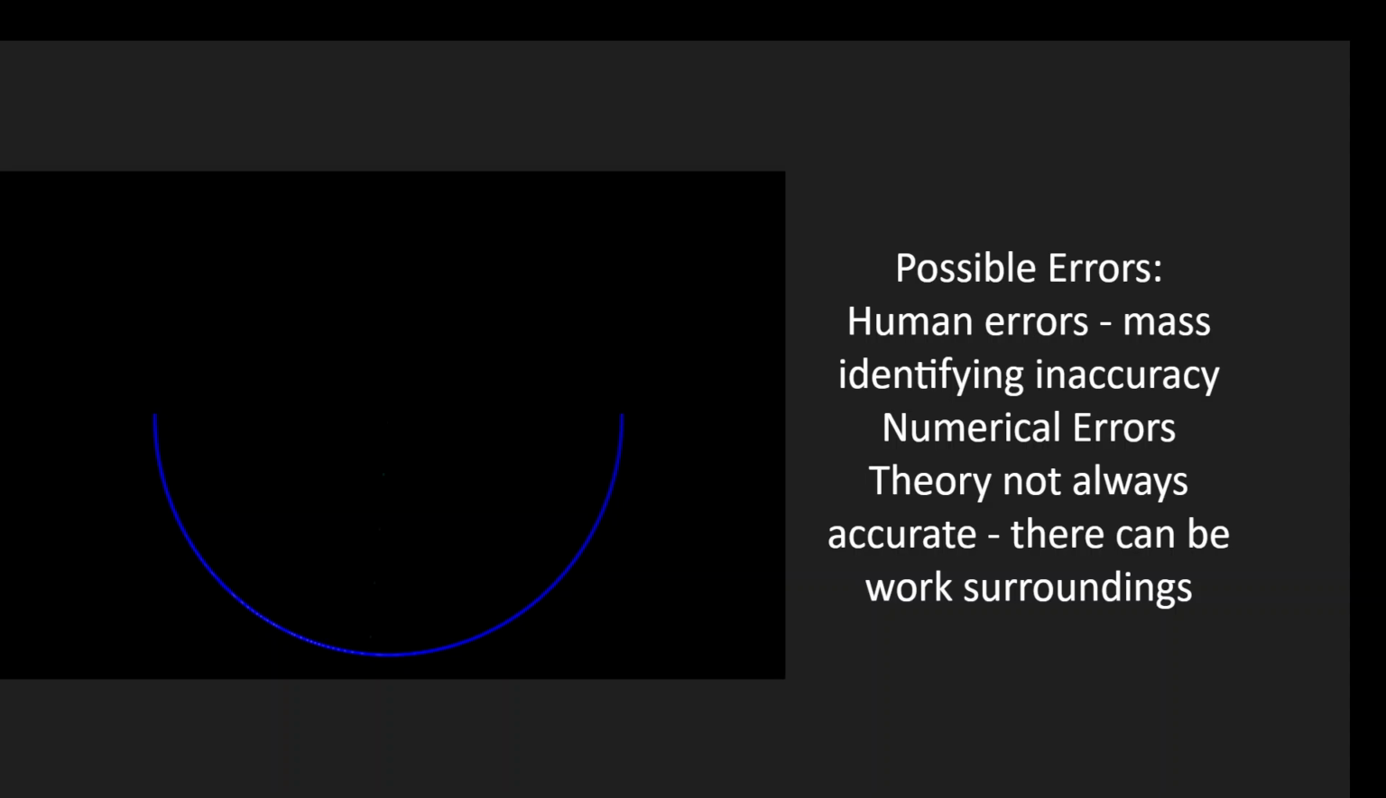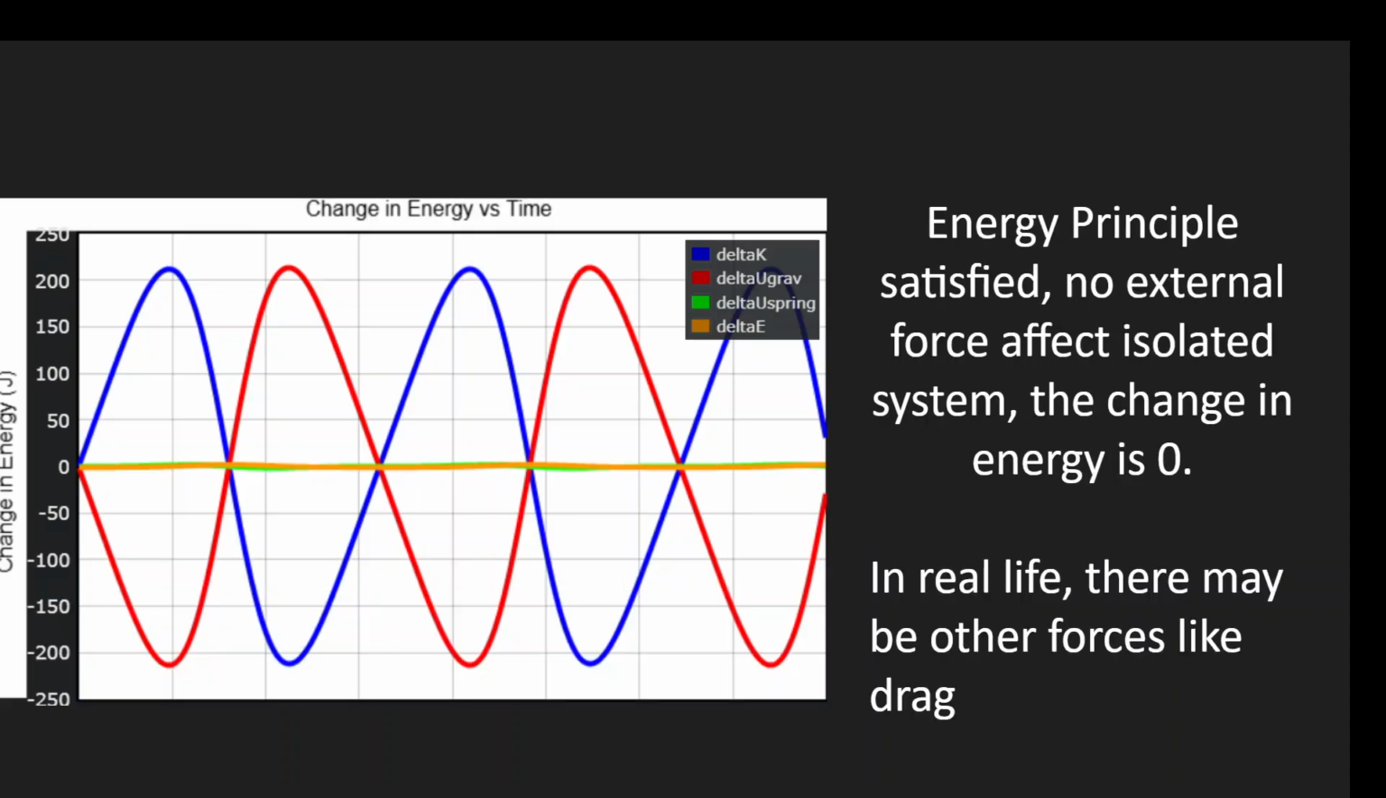But there are still some possible human errors, such as inaccuracy in identifying the mass, and numerical errors, because the theory is not always accurate. In real life there can be work done by the surroundings, like drag force and a lot of other things. But still, the energy principle is satisfied: with no external force on an isolated system, the change in energy is equal to zero. Like I said, in real life other forces like drag may make the total energy change, delta E, smaller than zero and negative.